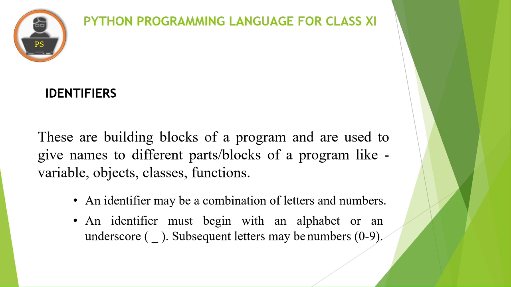It may be an integer, meaning a number, which can store numbers. It may be a string which may store alphabets. It may be floating point, meaning decimal values. So an identifier may be a combination of letters and numbers.